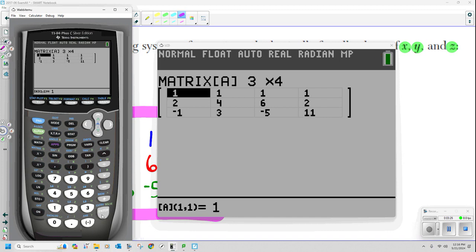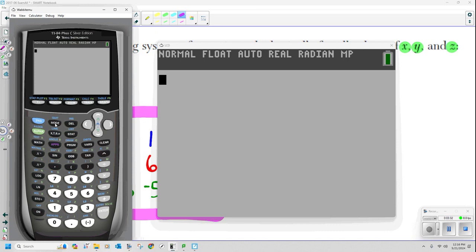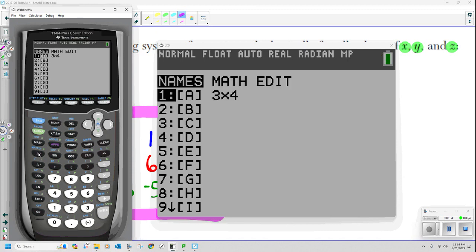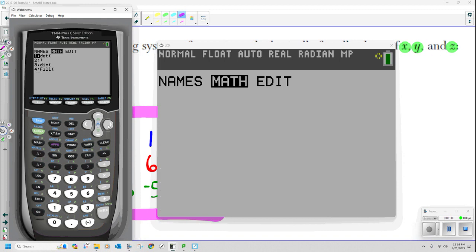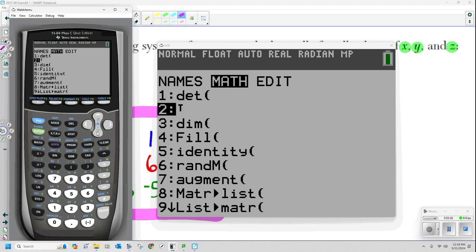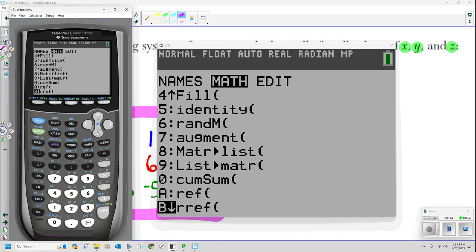Here's my matrix. It looks beautiful. So now I actually have to quit out of here, and I need to go back to the matrix menu. And I go to math, and I'm going to scroll down until I see choice B is rref. Notice there are 2 R's to start. I don't want the one with 1 R. Choice B, the 2 R's.